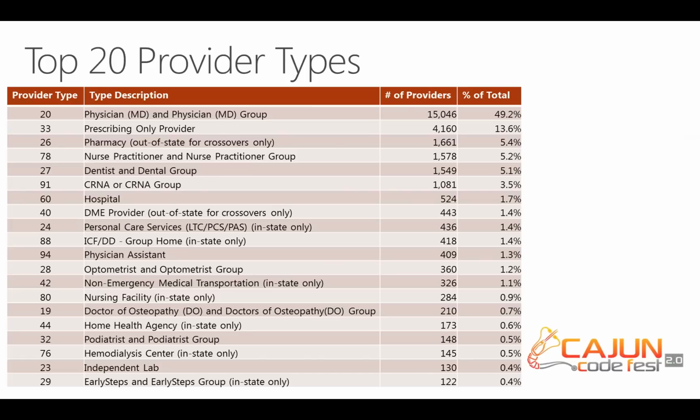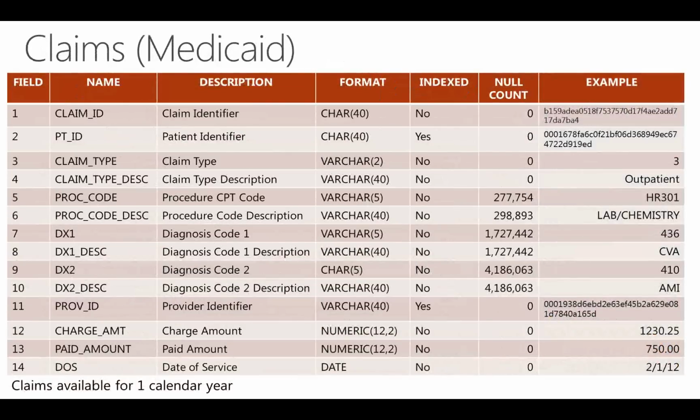Next slide, please. The claims file. The claims file contains roughly 6.6 million records, and the way that this is broken down is a claim identifier, the patient ID, the claim type and description, the procedure codes, which are going to be CPT and HCPCS codes, with their descriptions. There are 2 diagnosis codes submitted per claim, which will be ICD-9 codes, the provider identifier, the charged amount, the paid amount, and the date of service.